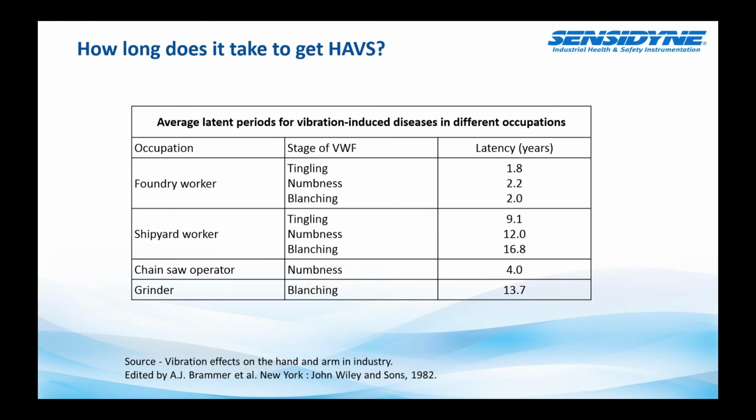And this is not doing it 8 hours a day. This is a typical work shift where they have on and off periods. But after these sorts of lengths of time, this is typically when these problems start to arise and be visible and obvious. So we can just look through this list. Chainsaw operators in the forestry industry takes a little bit longer, maybe 4 years there, but still you see these are not too long.